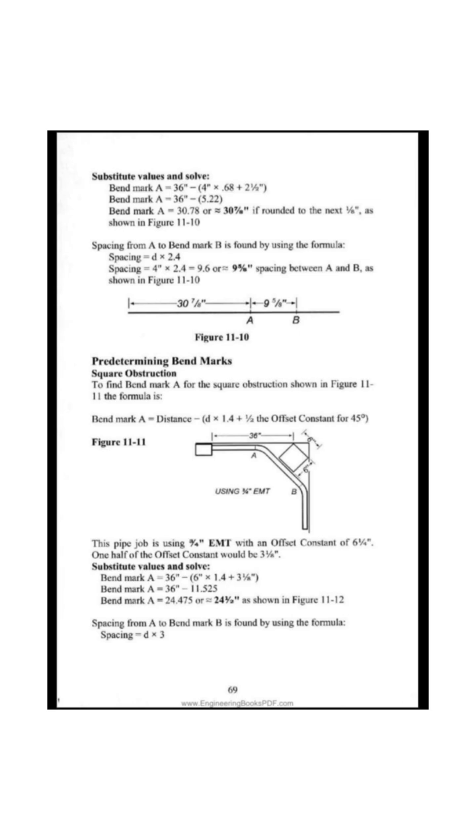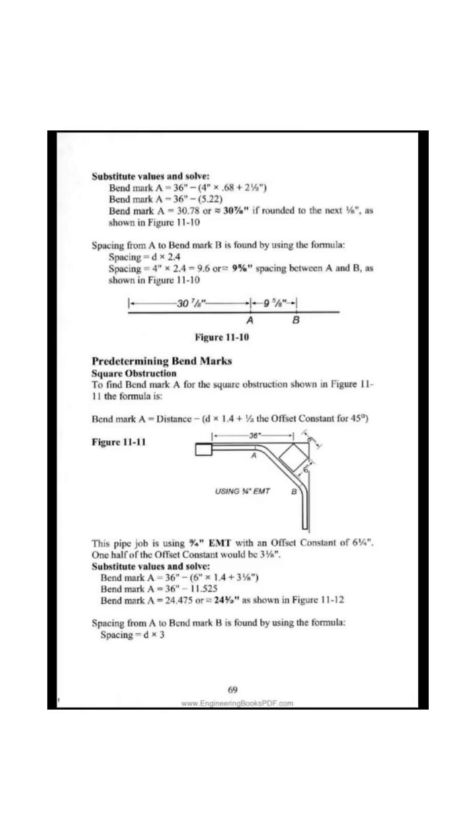Predetermining bend marks. Square obstruction. To find bend mark A for the square obstruction shown in figure 11-11, the formula is bend mark A equals distance minus D times 1.4 plus 1/2 the offset constant for 45 degrees. This pipe job is using 3/4 EMT with an offset constant of 6 1/4. 1/2 of the offset constant would be 3 1/8. Substitute values and solve. Bend mark A equals 36 inches minus 6 inches times 1.4 plus 3 1/8. Bend mark A equals 36 inches minus 11.525. Bend mark A equals 24.475, or 24 1/2, as shown in figure 11-12.